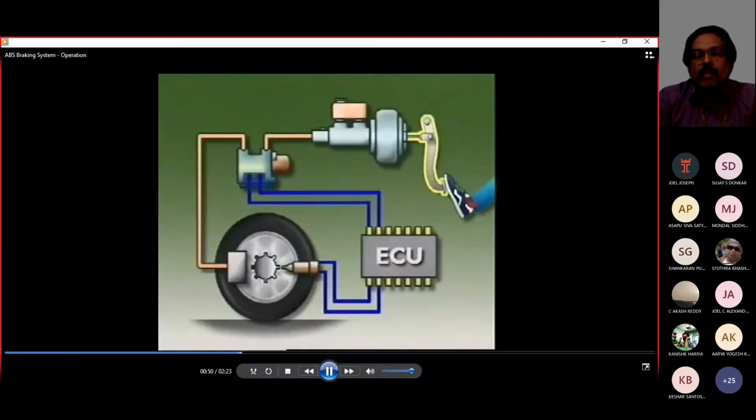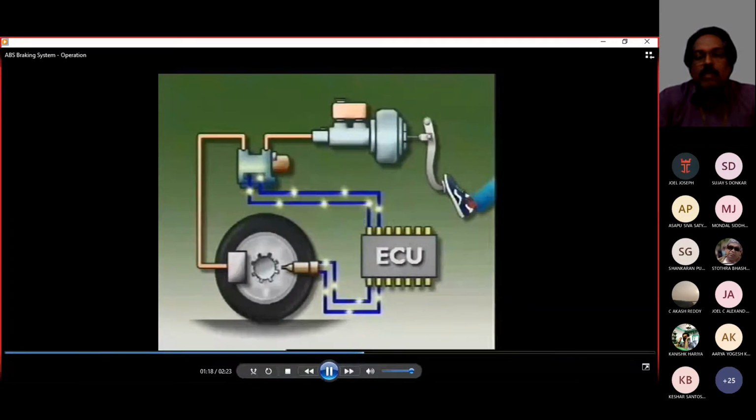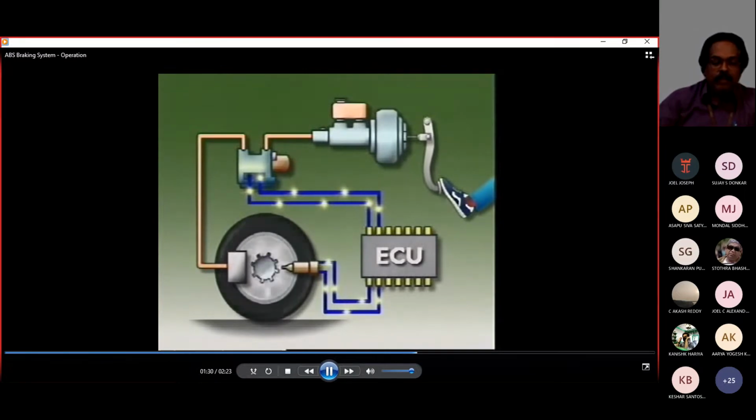It consists of a brake pedal, a master cylinder, wheel speed sensors, the electronic control unit or ECU, and the hydraulic control unit, also called a hydraulic modulator. The wheel speed sensor consists of a notched or toothed rotor that rotates with each wheel and a pickup. As the wheel turns, a small voltage pulse is induced into the pickup and sent to the electronic control unit. When the brakes are applied, the wheel's speed of rotation changes. This sends a new signal to the ECU.